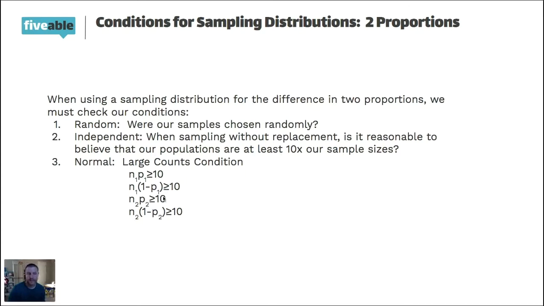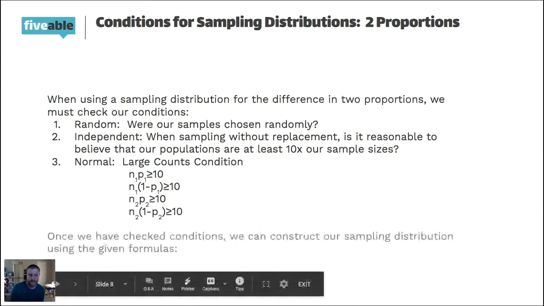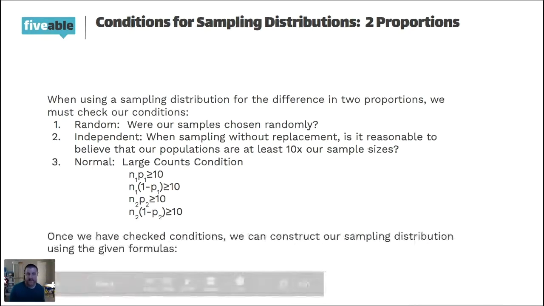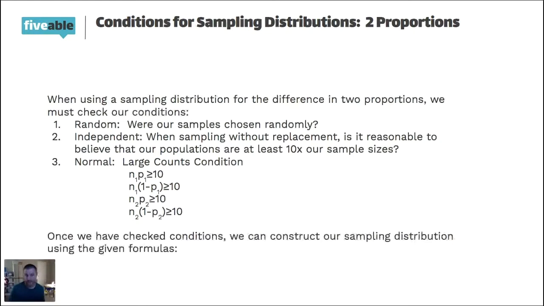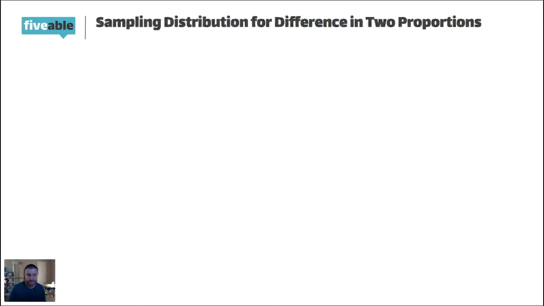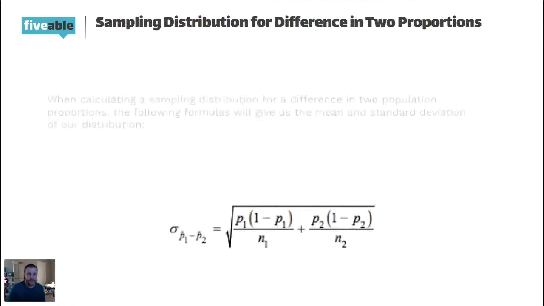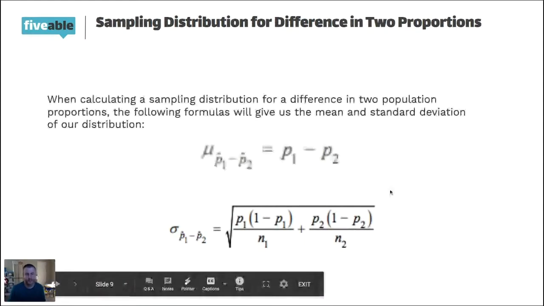Okay, so I have to check that with both samples. I have to look and make sure that my expected values, expected successes and expected failures, from both populations are at least 10. All right. Once we have checked those conditions, then we can construct our sampling distribution to calculate said p-values, if that's what we're doing, or whatever else we're looking at. Okay, and those are our two formulas.